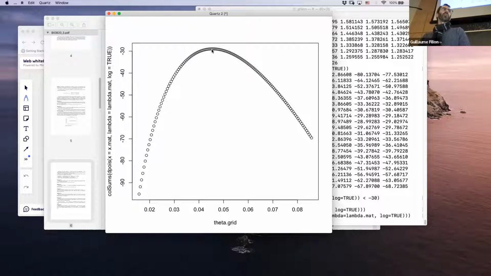So bear in mind really that the value of the likelihood or the log likelihood does not matter. What matters is the value of x at the point where the likelihood is reached, the maximum likelihood is reached.